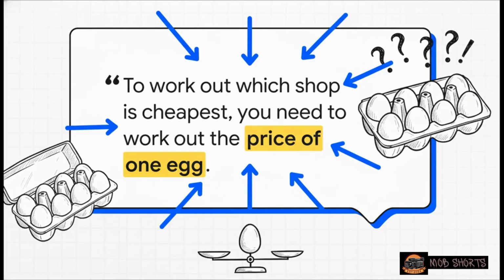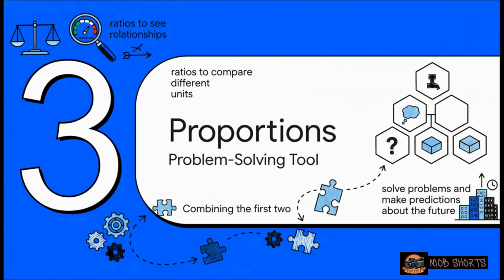This is exactly why the unit rate is so powerful. It just cuts through all the noise of different packaging and different sizes. It equalizes everything, letting you see the true cost. Whether it's a 6-pack of eggs or a giant carton of 18, the price per egg tells you the real story. So we have ratios to see relationships and rates to compare different units.